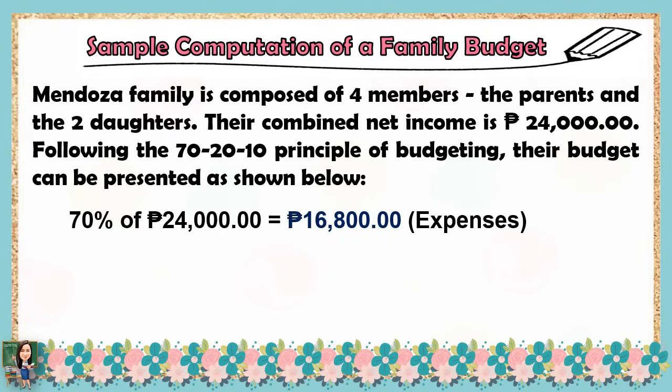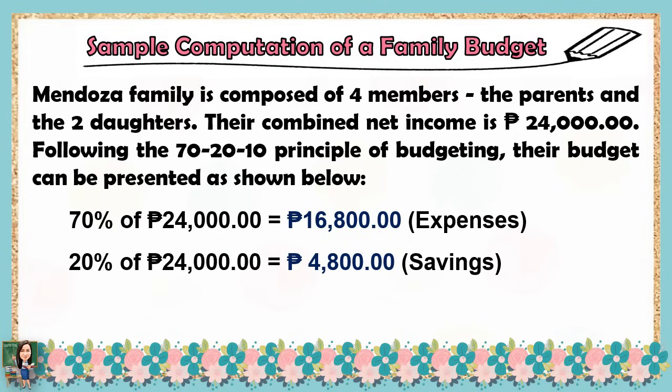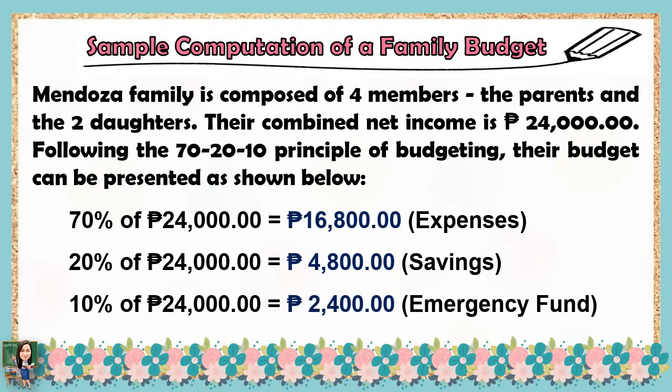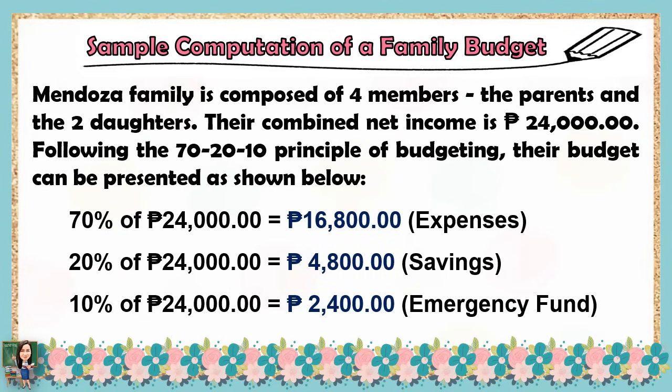70% of 24,000 pesos is equal to 16,800 pesos, which is the expenses. 20% of 24,000 pesos is equal to 4,800 pesos, which is the savings. And 10% of 24,000 pesos is equal to 2,400 pesos, which is the emergency fund.